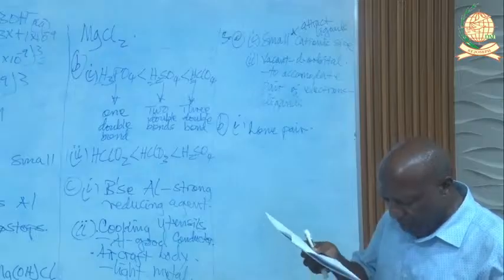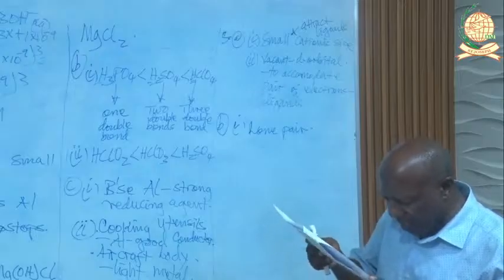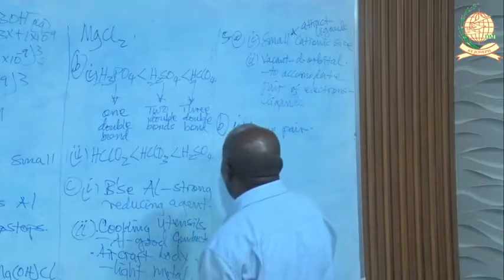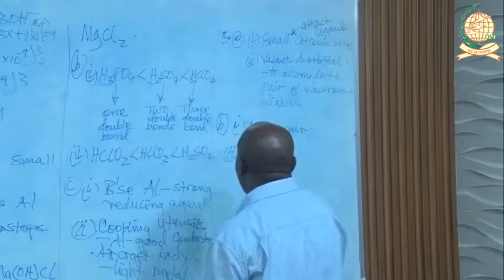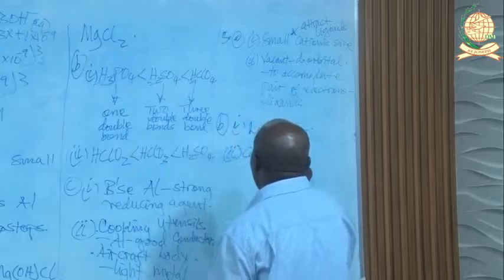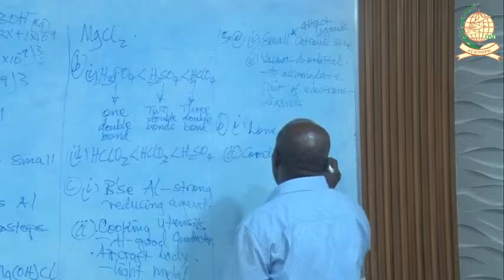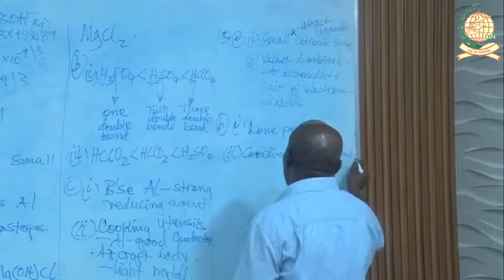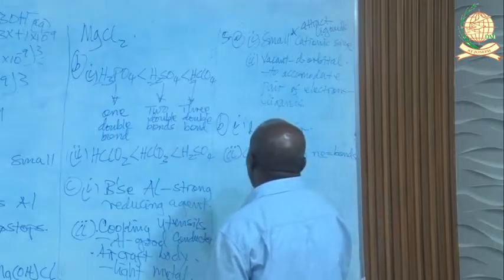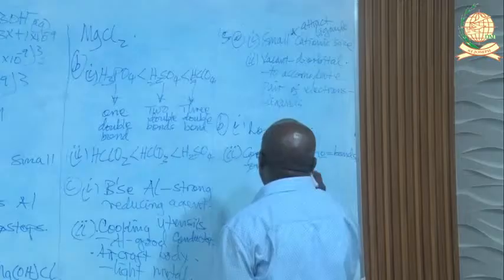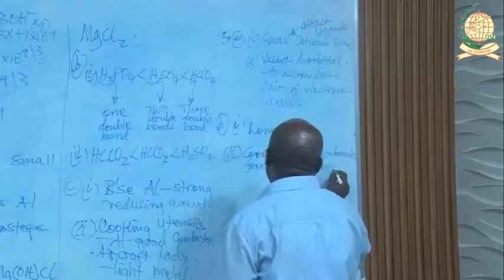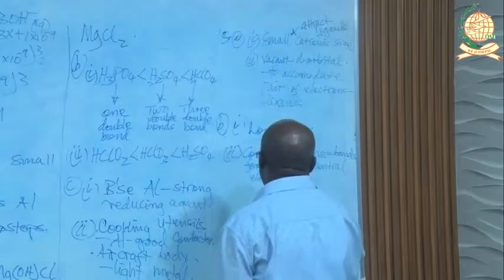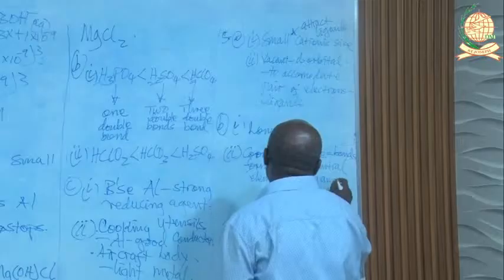2. What is the difference between coordination number and oxidation number? Now, coordination number is the number of bonds formed between a central element or transition element and the ligands. That is the coordination number.